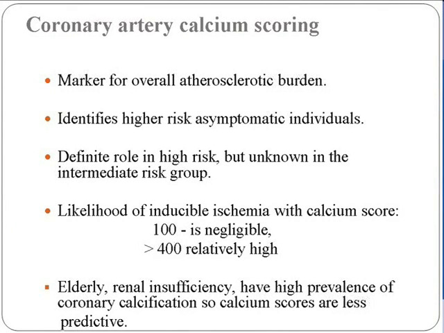So, when do we do a coronary artery calcium scoring? This is done using CT imaging of the heart. Basically, the calcium score is a marker for the overall atherosclerotic lesion, but it is not useful when the calcium score is in the lower range. When the calcium score is more than 400, it indicates a relatively high risk. So, it has a definite role in high risk patients, but the role has not been assessed in the low risk or the intermediate risk groups.